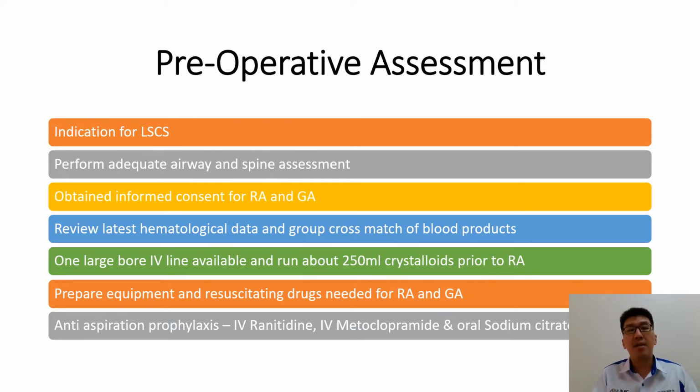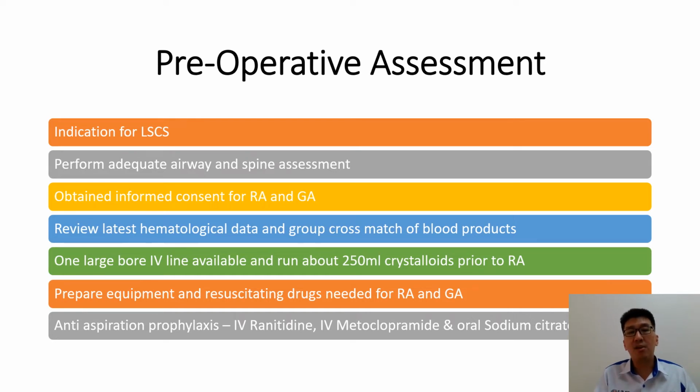Of course, we must perform adequate airway and spine assessment. As mentioned earlier, patients who are obese, who are pregnant, have a difficult airway. So we must assume that the patients will have difficult intubation. Informed consent should be obtained about the indication, the benefit, and the complications of regional anesthesia or general anesthesia.